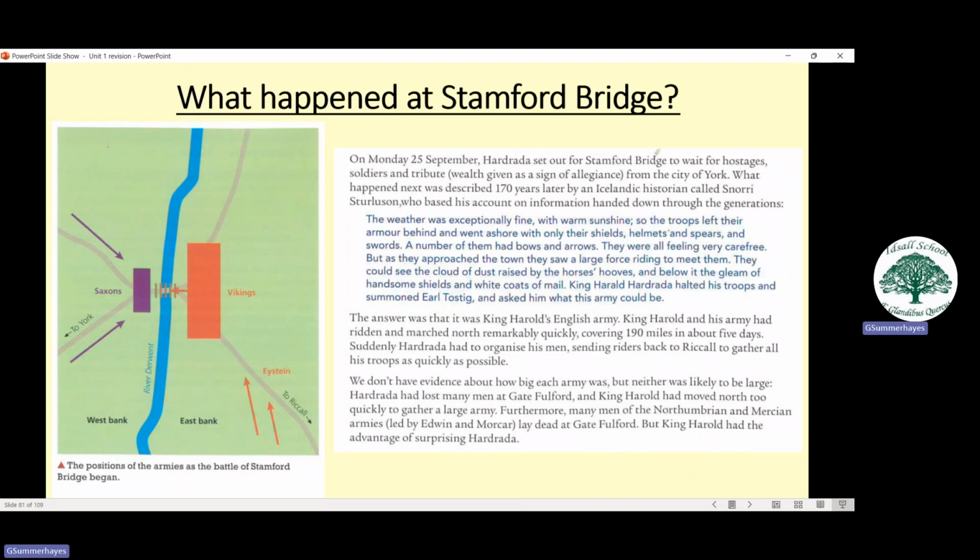So Stamford Bridge is the second battle, as Harold Hardrada is waiting for the hostages to be given over to him from York. The troops are waiting, knowing that Harold Godwinson is going to be marching north as he's found out about Fulford and the invasion. But they weren't expecting him so quickly, so they are sat on one side of this bridge at Stamford Bridge without most of their armour.